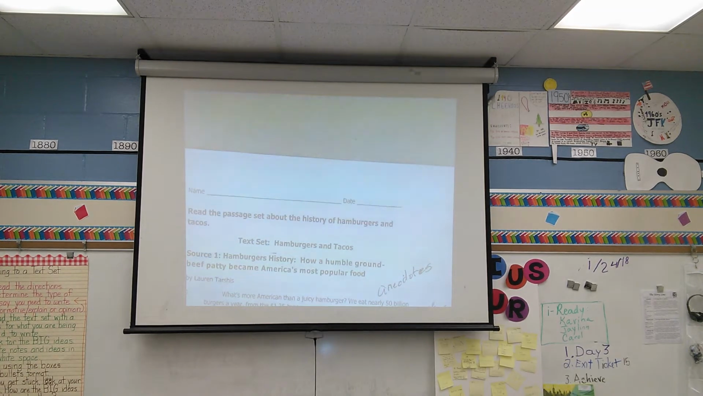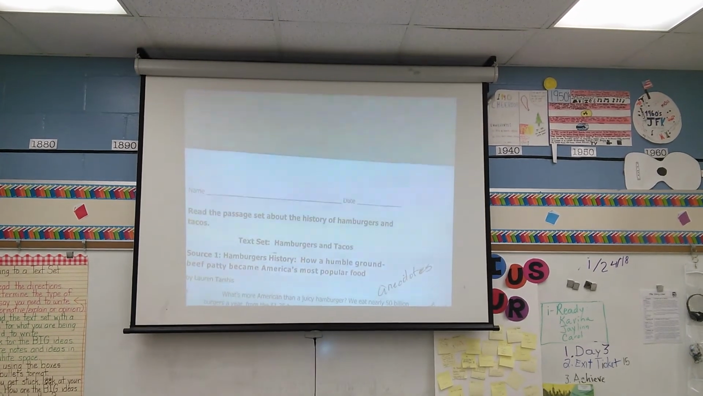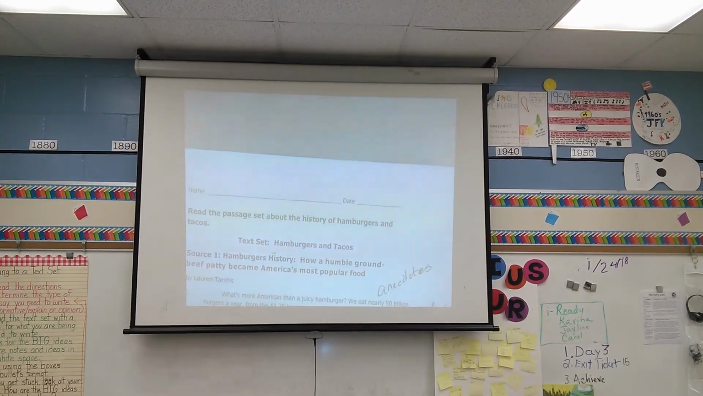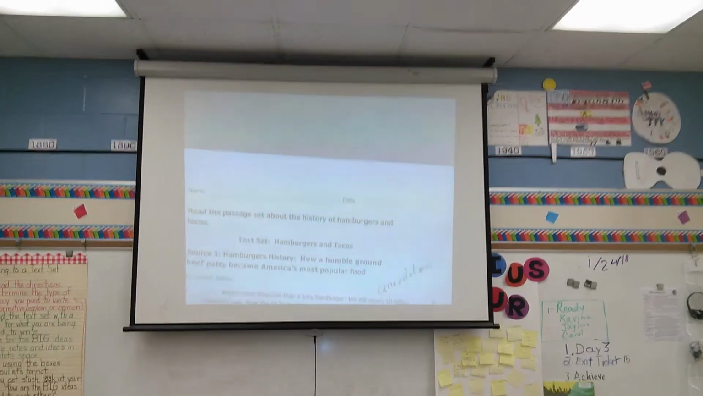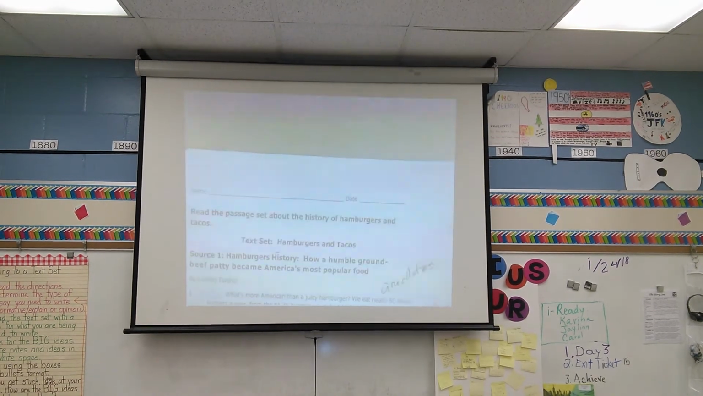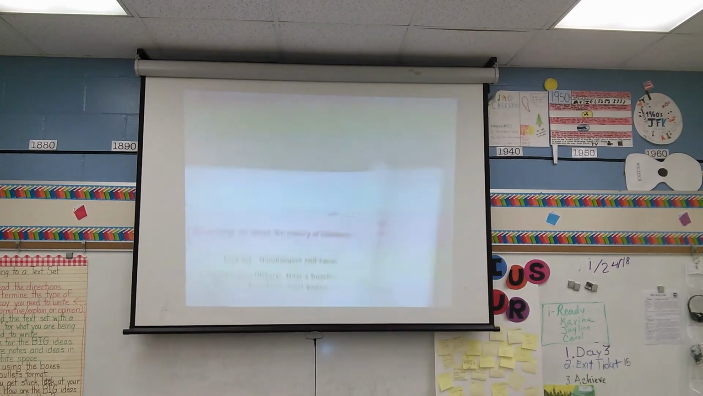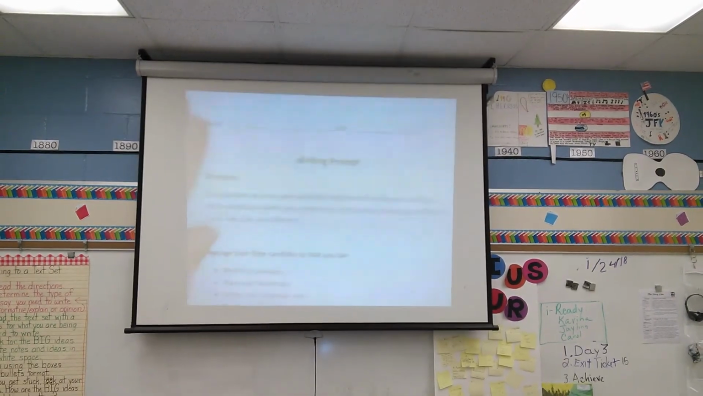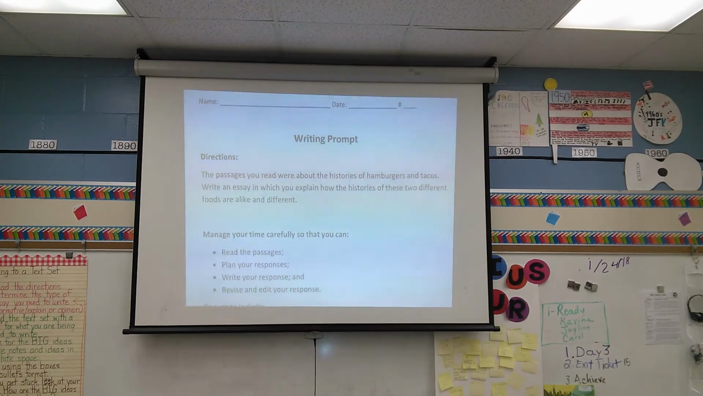If you go ahead and turn in your packet, turn to the page that has the directions on it. Remember what we talked about. The very first thing we always want to do is read the directions. We want to figure out exactly what we're being asked to do. The directions for this text set state: the passages you read were about the histories of hamburgers and tacos. Write an essay in which you explain how the histories of these two different foods are alike and different.